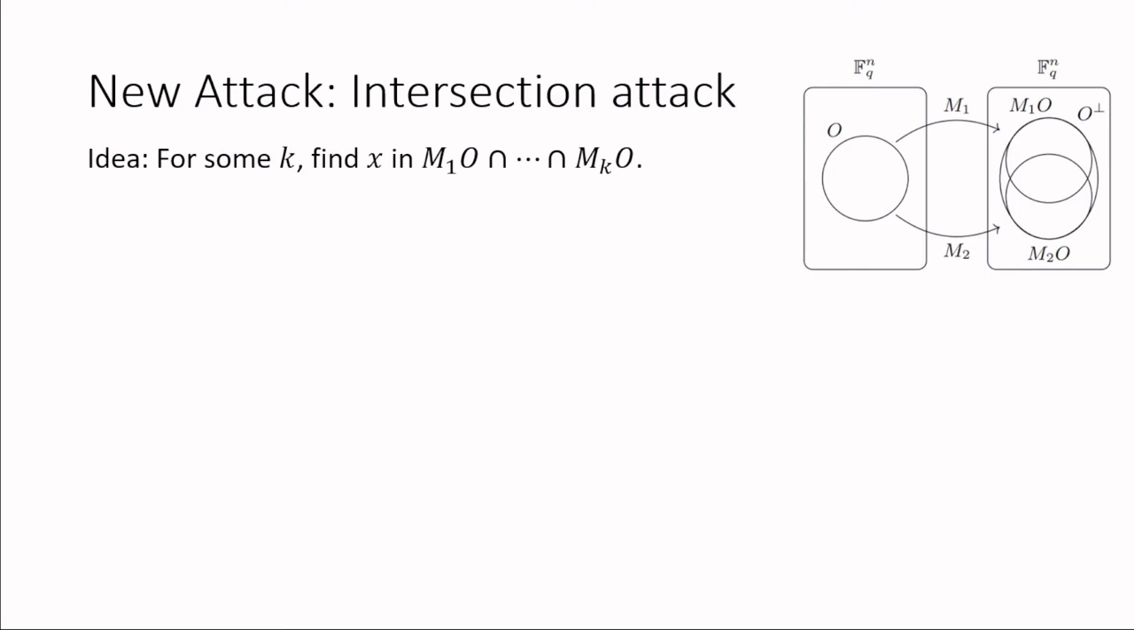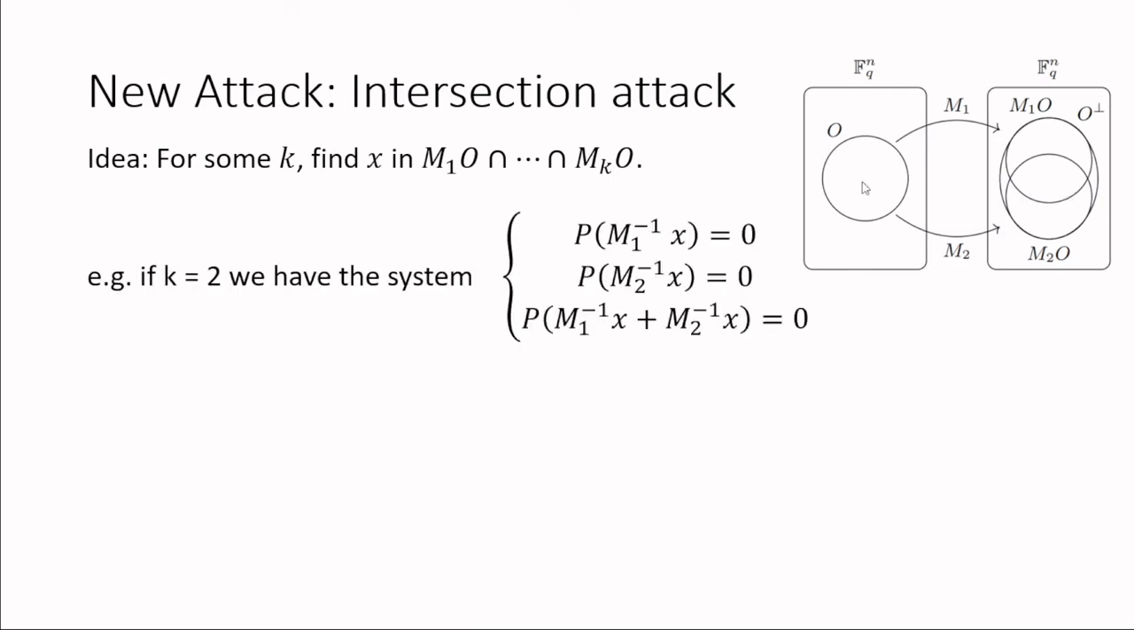Okay, so the new attack still uses this picture from the Kipnis-Shamir attack. And now the idea is that we're going to fix some k, and we're going to look for a vector x in an intersection of k of these spaces, so M1O up to MkO. And the way we're going to do this is we're going to build a system of equations, and then we're just going to use a generic algorithm to find a solution of this system of equations.